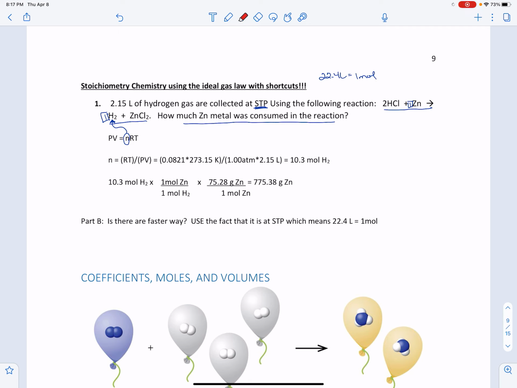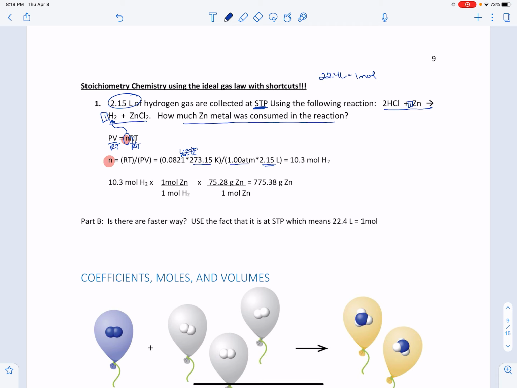So let's see this at work. This is that n value solved for. So basically what it did was it just divided both sides by RT. So we take R, that's our same old R value. That's the temperature. It says STP. That's how we know it's 273.15. STP means 1 atm. And then here we go at 2.15 liters. That was given in the problem.